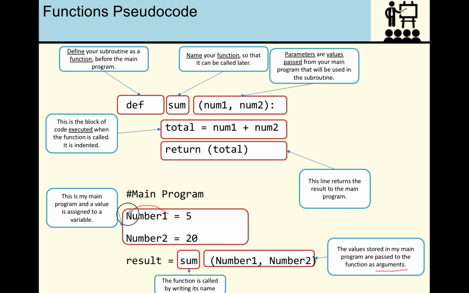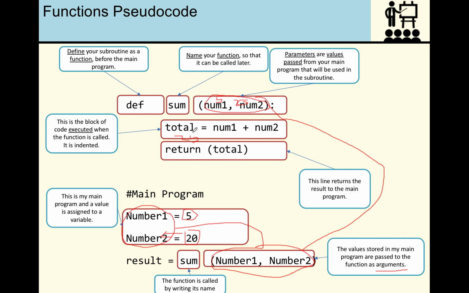And you can see these values here are being stored inside these variables. These variables are being passed to my function as arguments. So these are all going up here. And you'll notice that my arguments actually have different names to my parameters, but the values that are contained inside are the same. So what's actually going to be inside here is 5, and what's going to be inside here is 20.